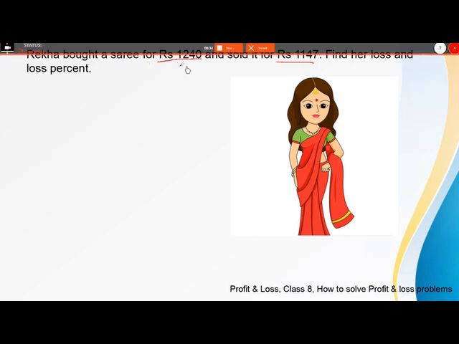So she bought a sari for 1240. So definitely the cost price of the sari is 1240 and she sold it for 1147. So selling price of the sari is 1147. Now it is clear that the selling price is less than the cost price. So she bought it at more value and she sold it at less value. So definitely it is a loss. As they have mentioned here, we have to find the loss and loss percentage.